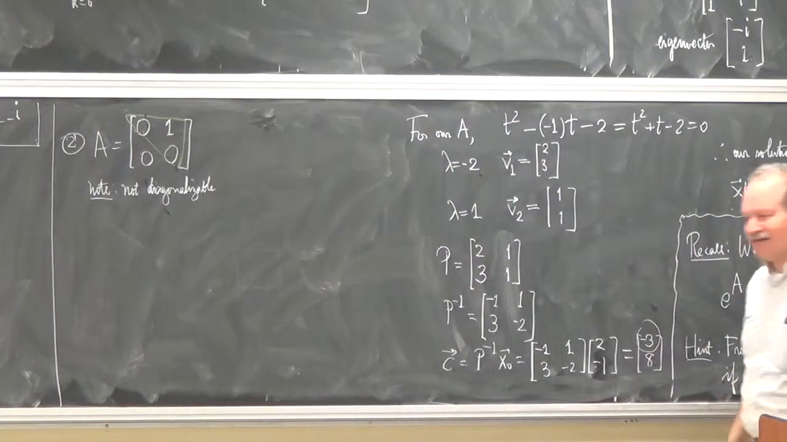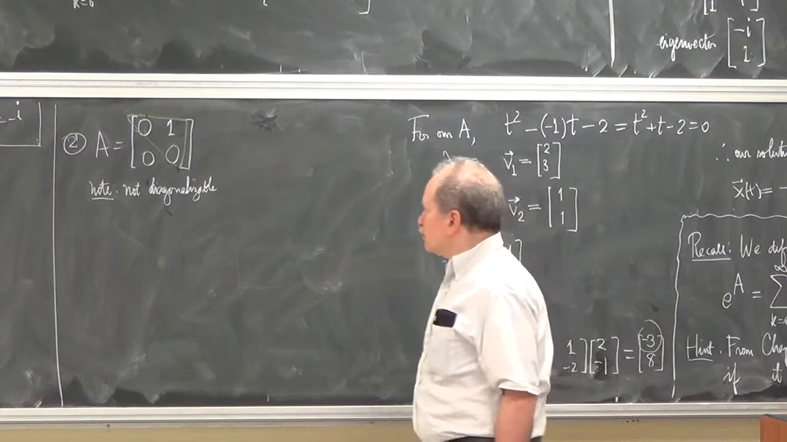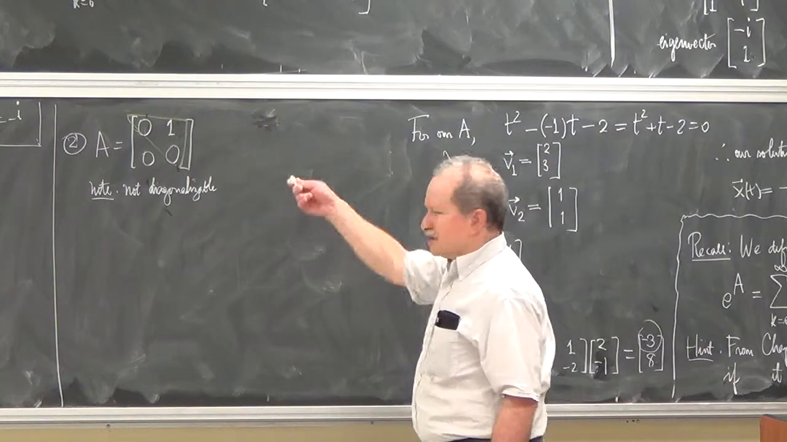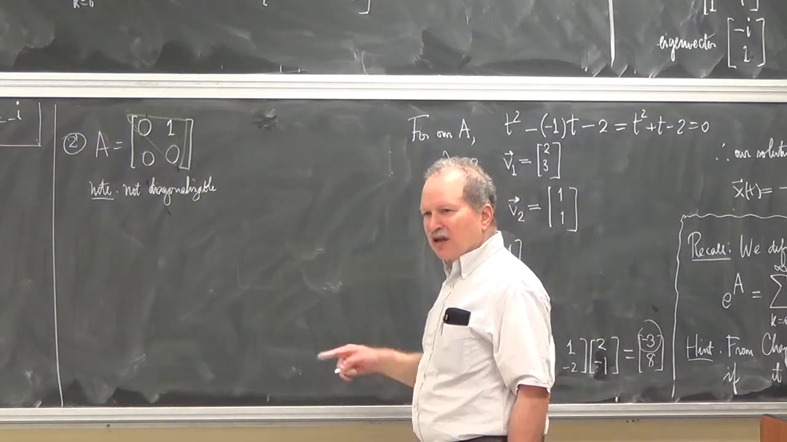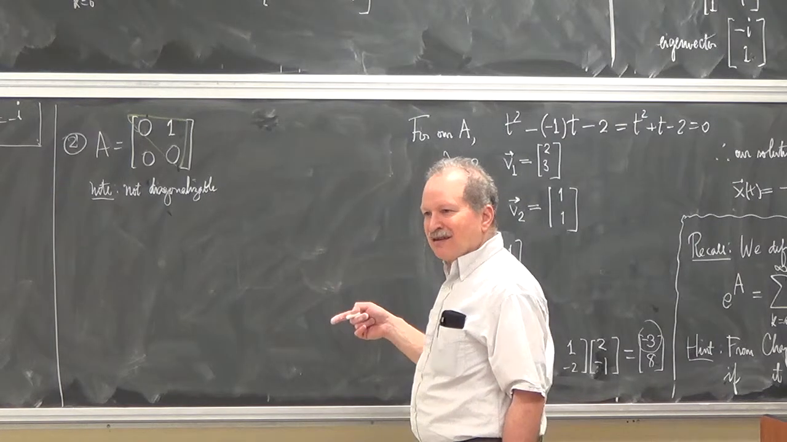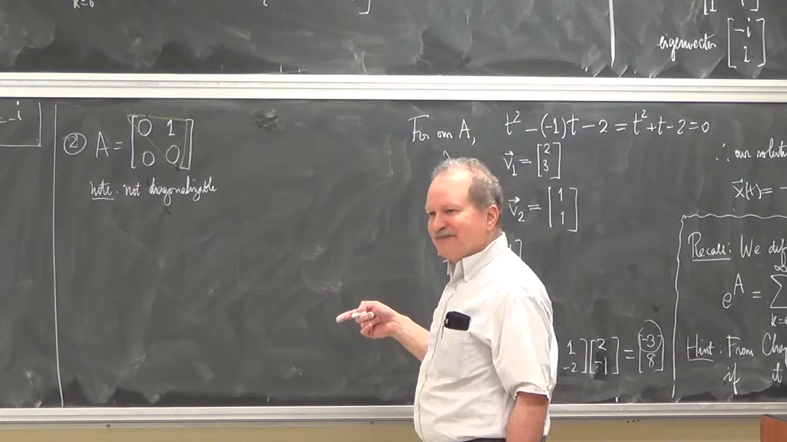Wait, so we know the eigenvalues are 0. Why does that mean it's not diagonalizable? Because the only matrix similar to a scalar multiple of the identity is itself. That's homework.